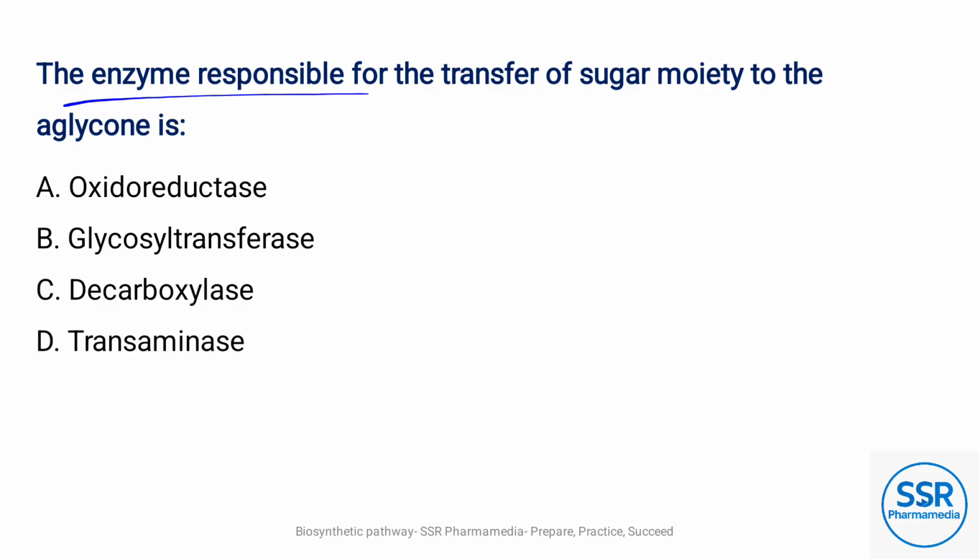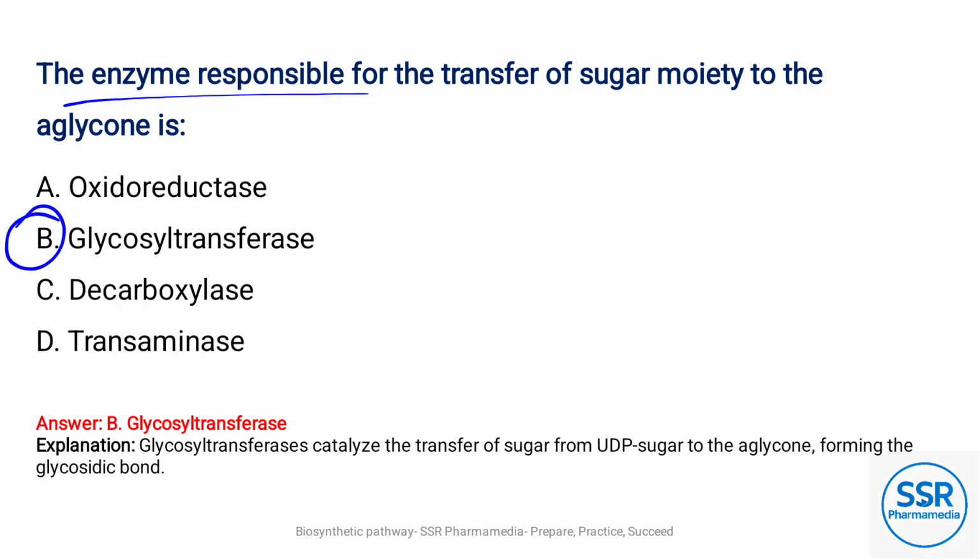The enzyme responsible for the transfer of sugar moiety to the aglycone is option B, answer, glycosyl transferase. So glycosyl transferase enzymes transfer sugar from uridine diphosphate sugar to the aglycone part, forming the glycosidic bond.